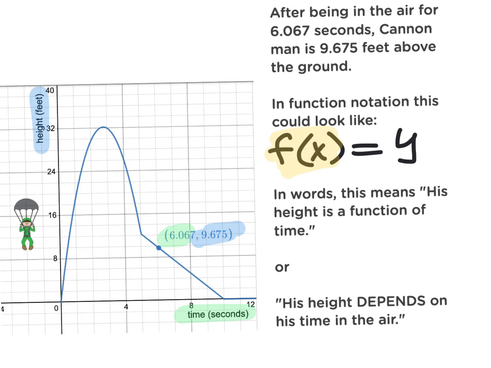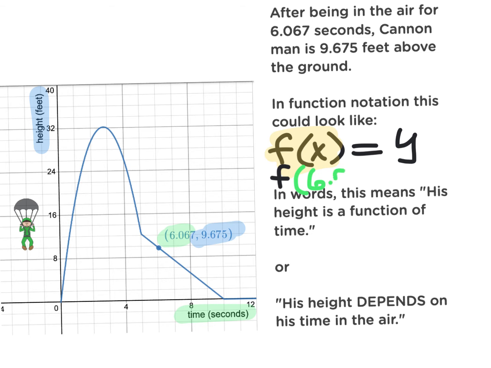It does not, okay? This is a method of saying Y, so the height is a function of time, is what it means. That's just another way of saying his height depends on his time in the air. That is literally how it's said. And so you'll see frequently something written like this. So instead of the F of X in parentheses, what number in this situation represents my X? That's 6.07, right? So it'll look like this in function notation.